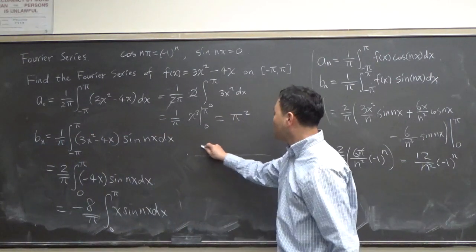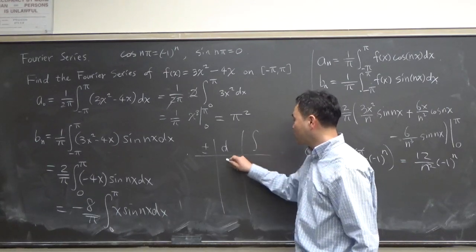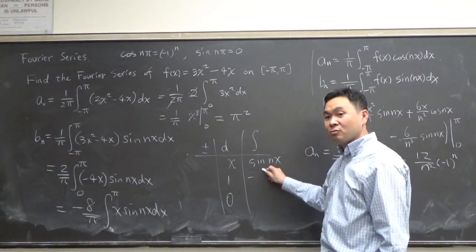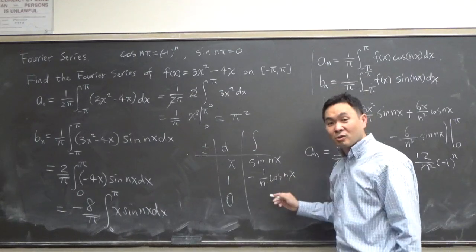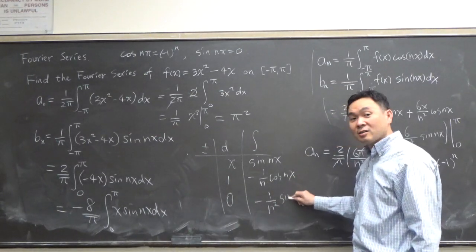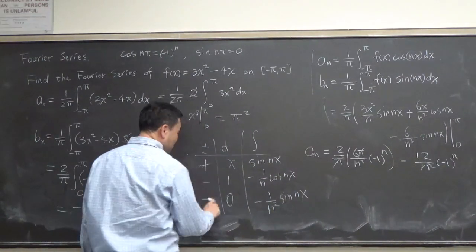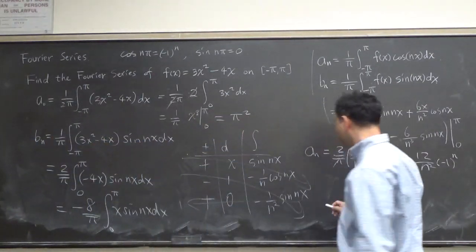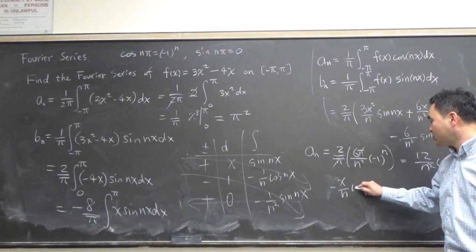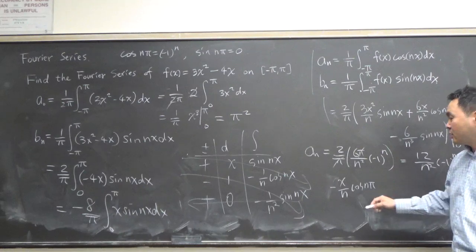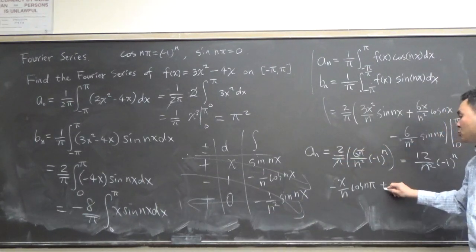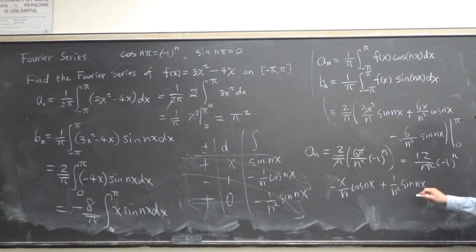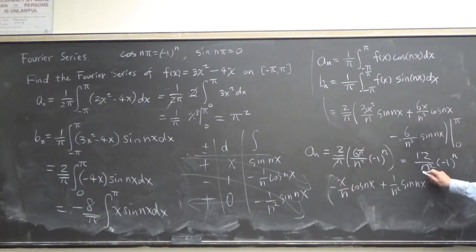Again, tabular integration, plus minus d integral. x differentiates to 1, 1 differentiates to 0, sine nx integrates to negative 1 over n cosine nx. This one integrates to negative 1 over n squared sine nx. You plug in plus, minus, plus, do that, that. So you end up with negative x over n cosine n pi, and then negative times negative is positive, so it's plus 1 over n squared sine nx.